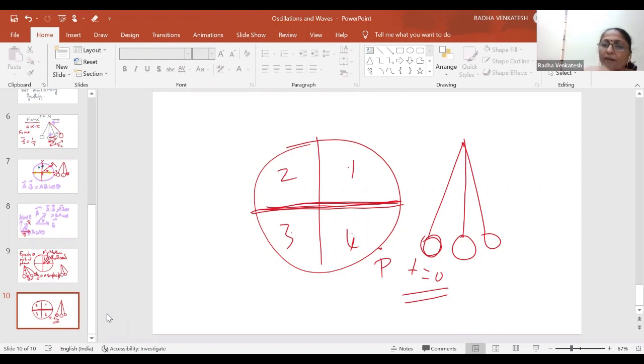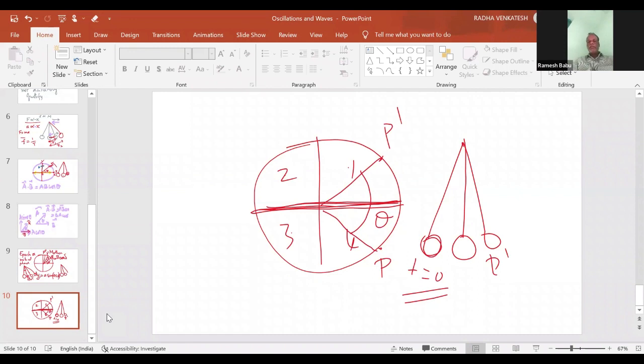Okay. Then after some time, I cover some angle. I've crossed the mean position and I've come here. So my P dash position is somewhere here. Are we clear, teachers? Initially, this is my position P. Now, after some time, my position is here. So I have definitely covered an angle theta. Correct?